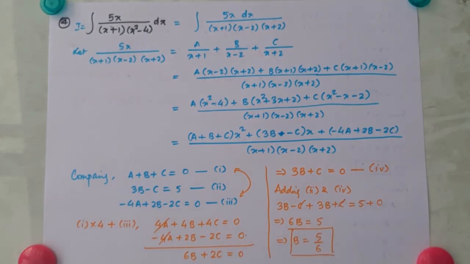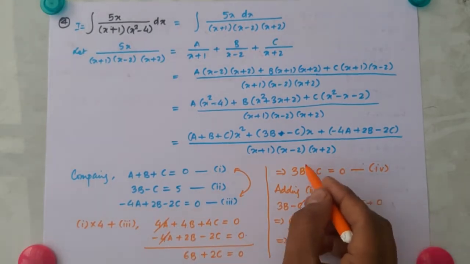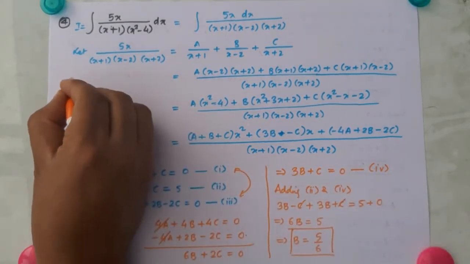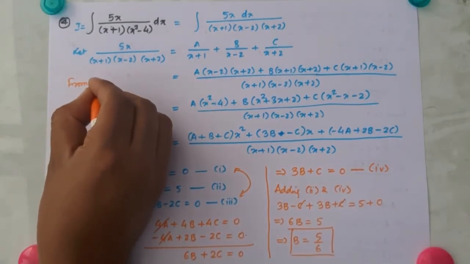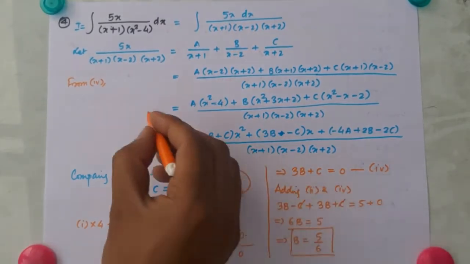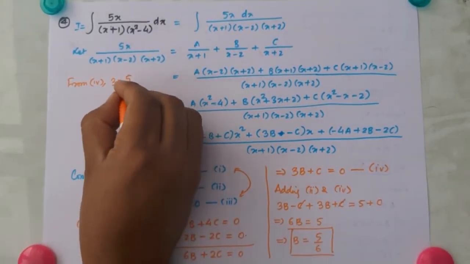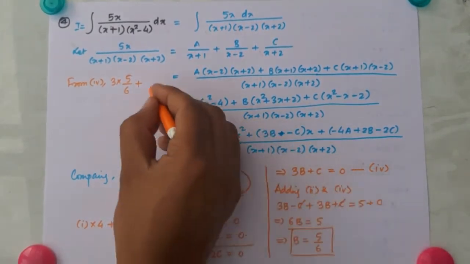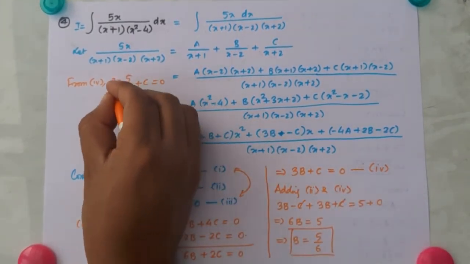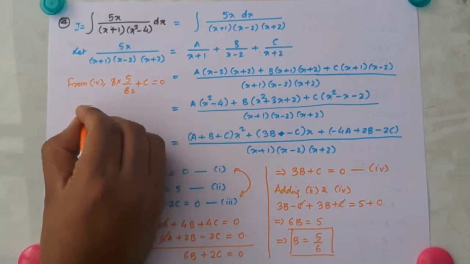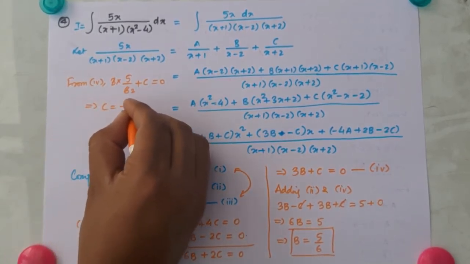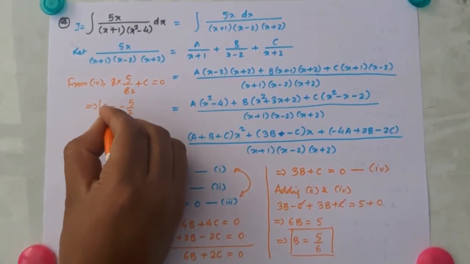Now it's our job to find the value of c, so let's use equation 4. So from 4 you have 3b, so 3 into b, which is 5/6, plus c is equal to 0. So you get the value of c to be minus 5/2, isn't it?